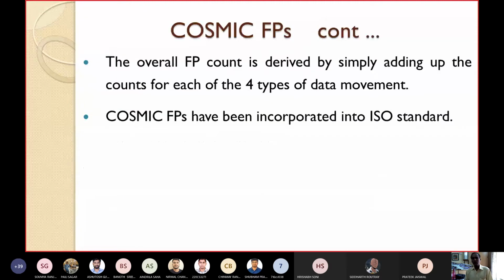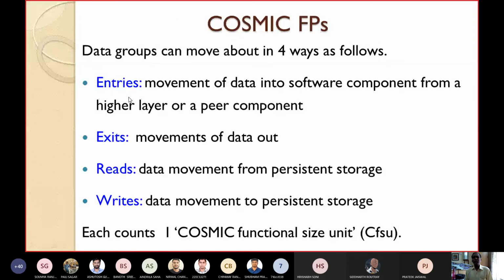The overall function point count is derived how? The overall function point count is derived by simply adding up the counts for each of the 4 types of data movement. Here, how many counts you have got as entries, how many counts as exits, how many counts as reads, and how many counts as writes. Find out them, then add them. Here we have already told you each count will be considered as 1 CFSU or 1 cosmic functional size unit. Then the overall function point count can be derived by simply adding up the counts for each of the 4 types of data movement.